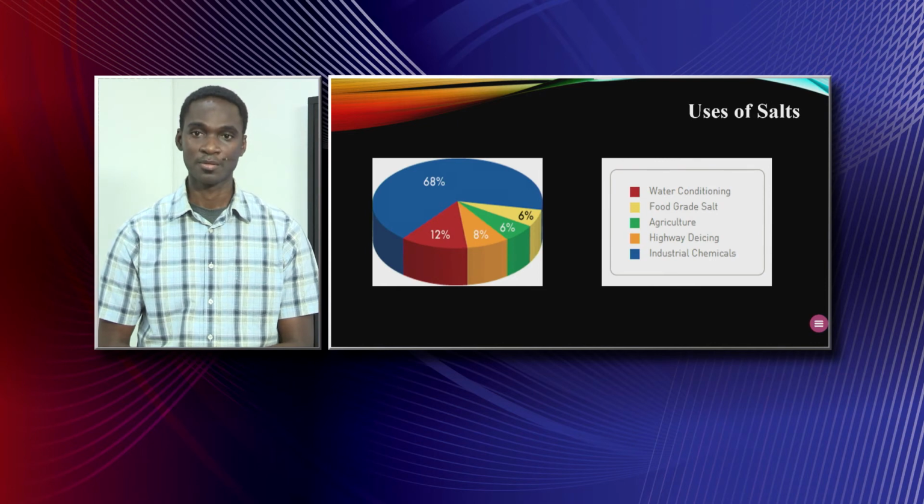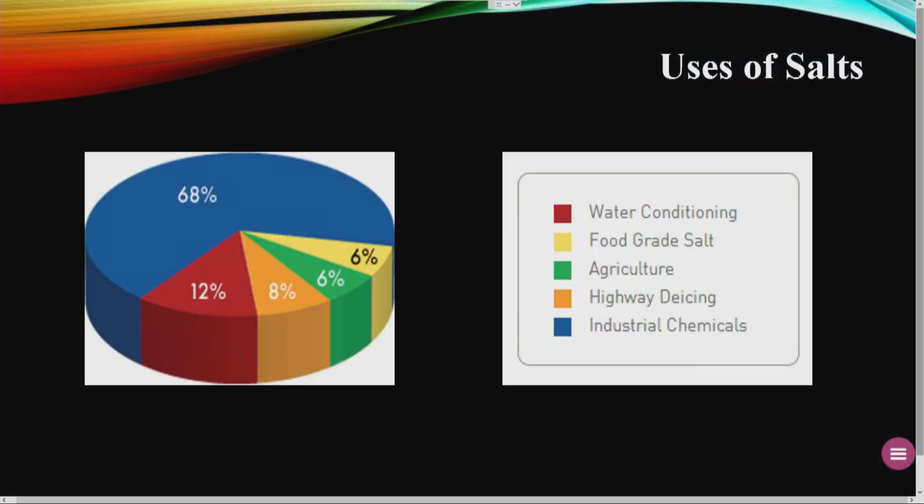Just by comparison, to let us see how salts are used, we have in the red 12% in water conditioning. In the yellow, 6% food grade salt, that is what we eat. 6% in agriculture, 7%, and 8% in highway de-icing, and this is in the areas where they would have snow. Salt is used to remove the ice from the highway, and 68% is in industrial chemicals. So salts are used widely in industry to produce other chemicals.